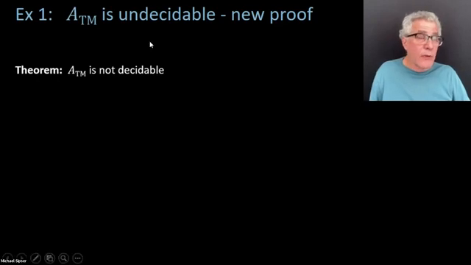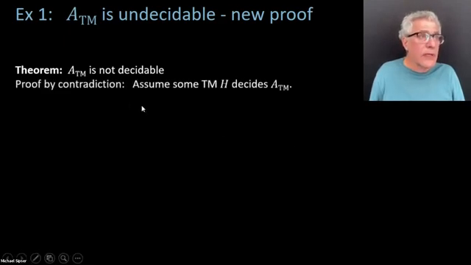Okay, so remember, we spent half a lecture or more with a proof by diagonalization as our first example of an undecidable problem, ATM. We subsequently showed other things undecidable by reduction, but for the very first example, we used that diagonalization. Now I'm going to give you a new proof. Okay, so proof by contradiction. Assume we have a Turing machine H that decides ATM.